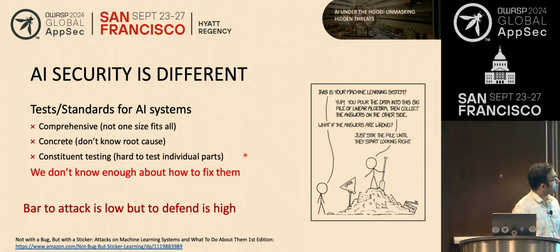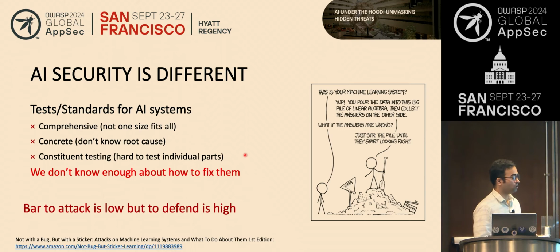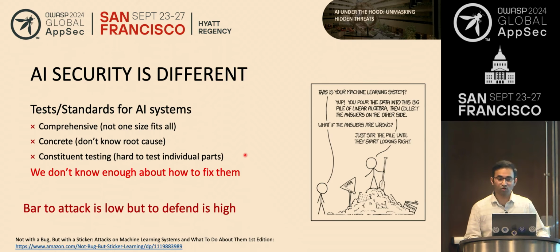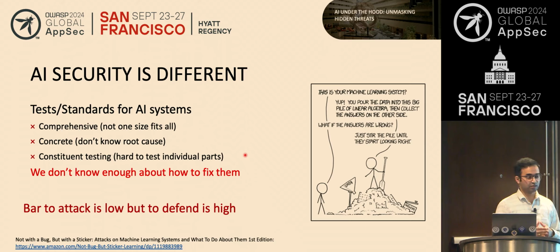The second issue with the testing and standards for AI systems is that they are not concrete. In most cases, the tests are not comprehensive, and they are not exhaustive. For traditional systems, you might have exhaustive testing or a standard in place, but that may not be the case for an AI system.